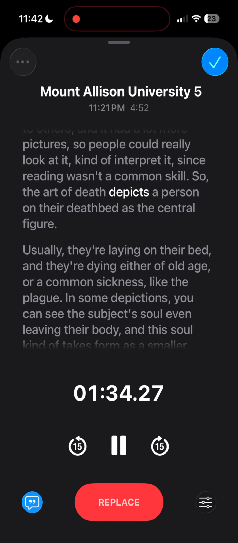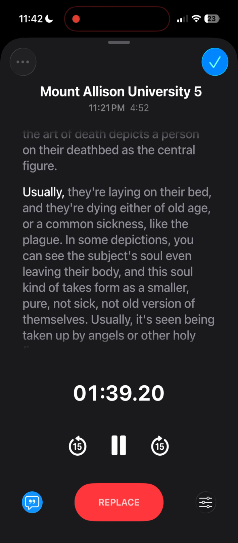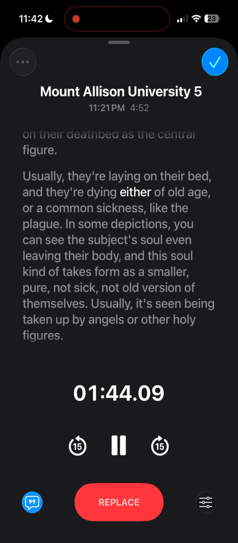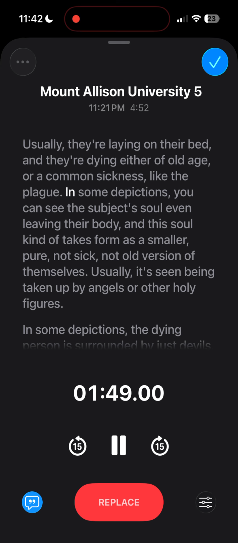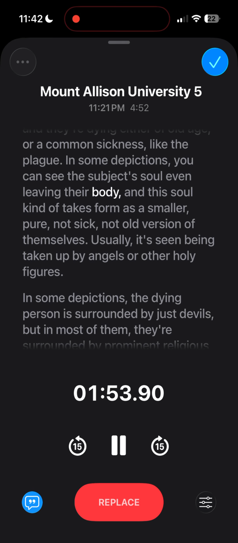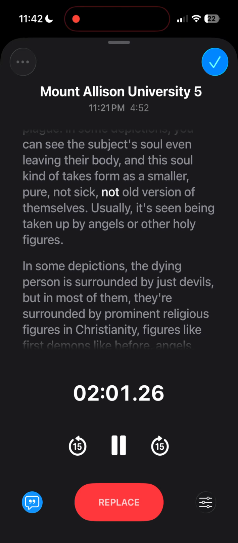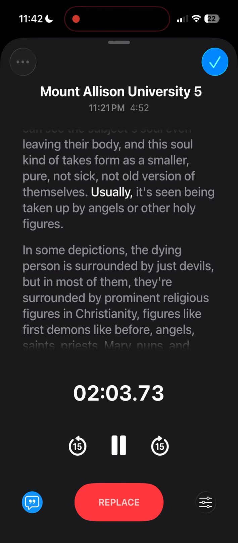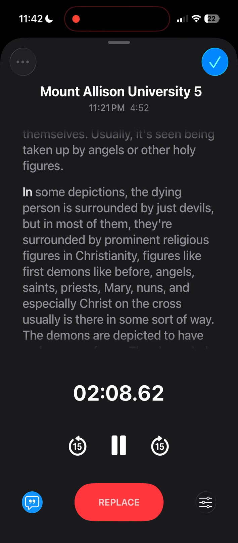So the Ars Moriendi depicts a person on their deathbed as the central figure. Usually they're laying on their bed and they're dying either of old age or a common sickness like the plague. In some depictions, you can see the subject's soul even leaving their body, and this soul kind of takes form as a smaller, pure, not sick, not old version of themselves.